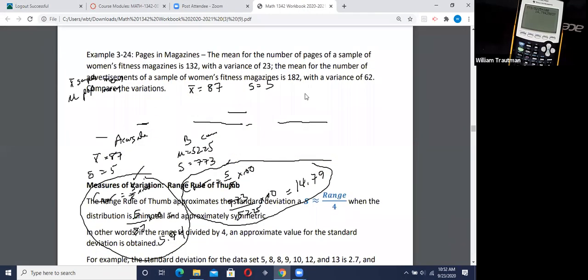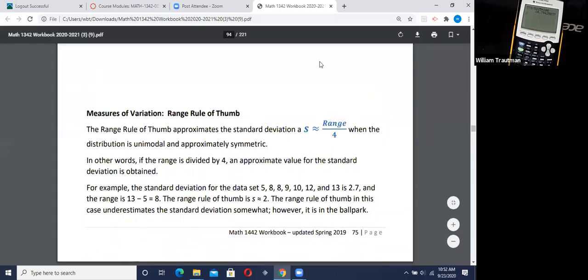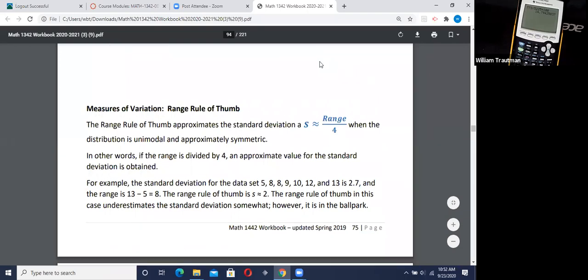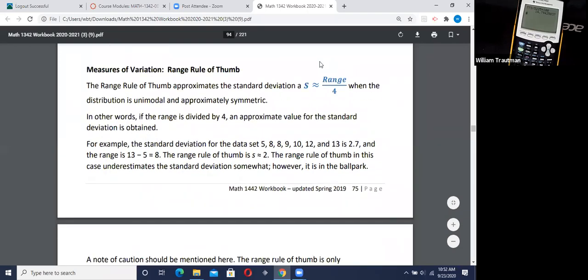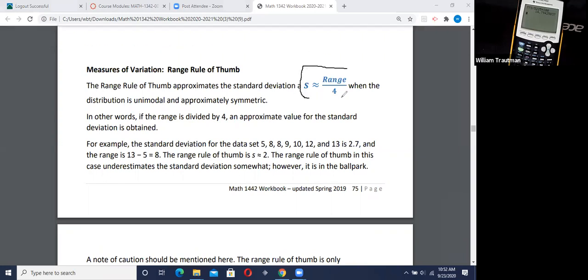Now, the 24 is the same problem. Compare their variations. I'm not too worried about that. This is on your quiz, I think, this week. It's either this week or next week. So let's make sure we put a star by this one, range rule of thumb. This is on the test also.